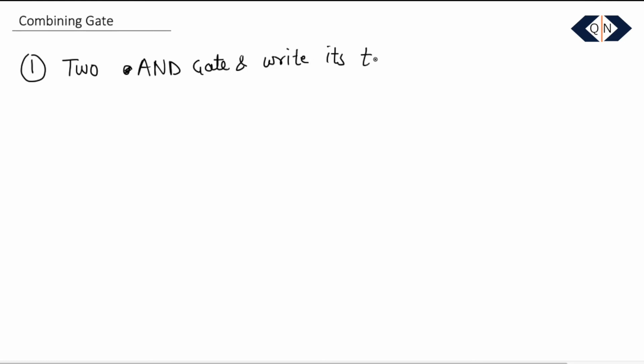So now let's look at how we can combine more than two gates. So let's try to combine two AND gates and write its truth table.